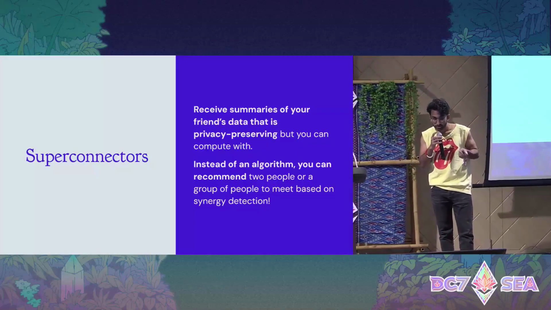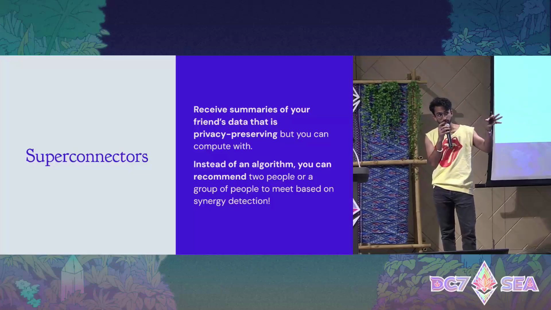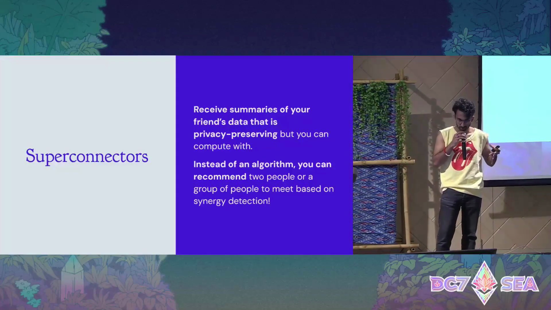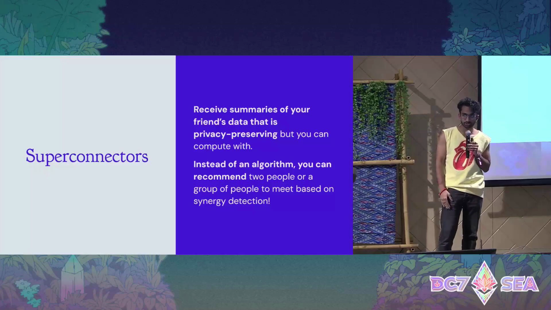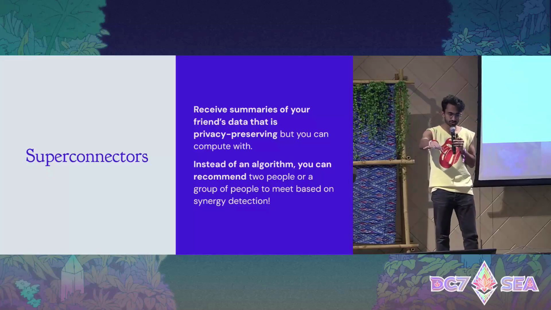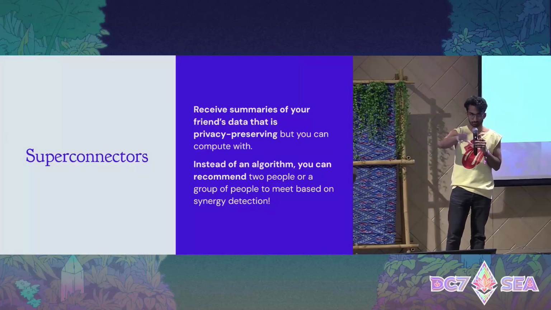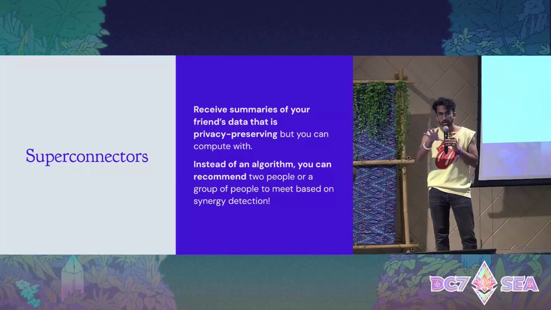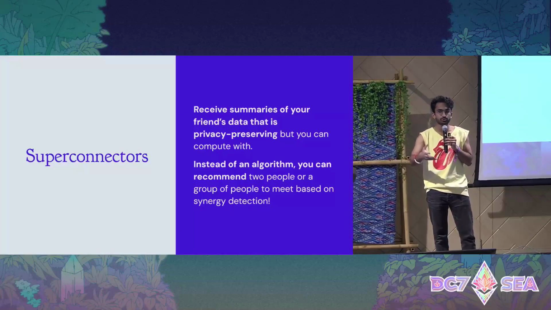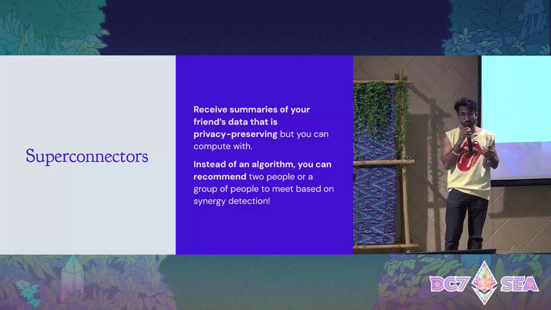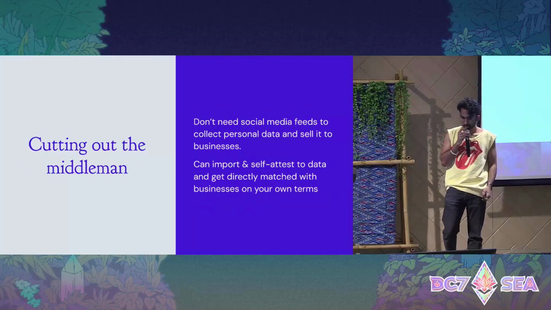Another idea is superconnectors. Algorithms like Tinder and Hinge are used to bring people together and match them on different criteria, and they're this overlord that works with whatever incentives they want. We think this technology could have the benefit of letting humans be those connectors for each other. You can receive privacy-preserving summaries of your friends' data that are still private, but you can still do computation over. Then you can just say, hey, you two should meet, or you two have a lot in common, going through a mutual friend instead of through an algorithm, while still maintaining privacy.